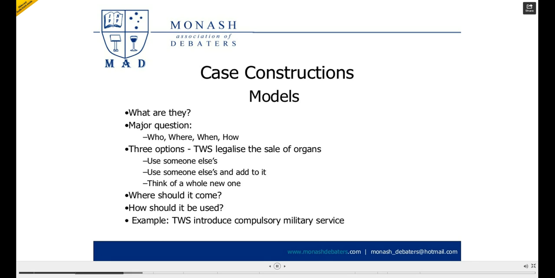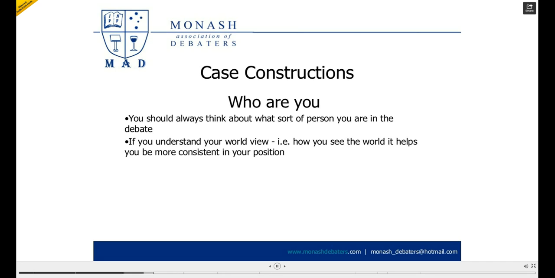Cool. The next thing to think about is what we touched on a little bit earlier, and that's a discussion about who are you? What I said that meant before is what kind of theoretical basis does your case have? So it's about visualizing and understanding where your case is coming from.